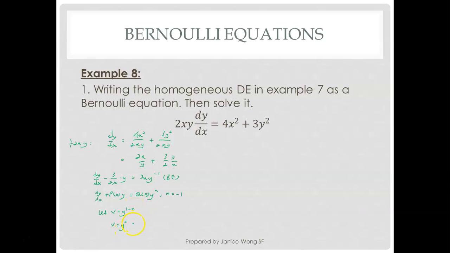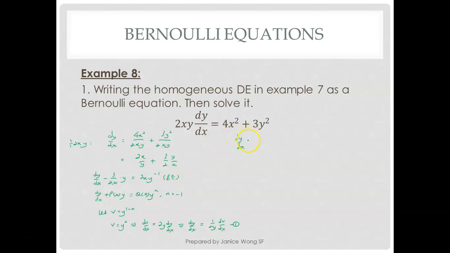Next, what to do? If you remember the substitution method, we first need to differentiate this with respect to x implicitly. Then we make dy over dx the subject. dy over dx will then be 1 over 2y dv over dx. Keep this as equation 1. Then from the Bernoulli equation, we need to convert it to v and x terms.